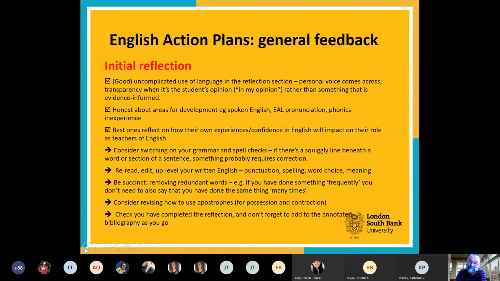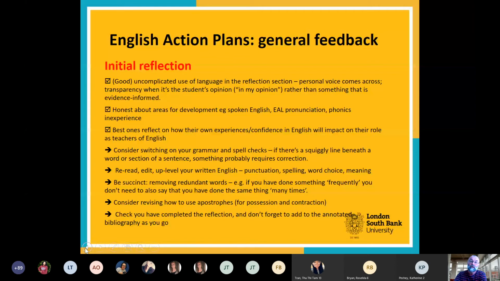So, things to consider: consider switching on your grammar and spell checks. I noticed that some of you, because I'm viewing it from my Word system, had errors flagged up. When you get a little squiggly line underneath a word, a clause or a phrase, it suggests that it needs some rethinking. Now, the problem with the spell check is that it often doesn't recognize names, certainly not names that are not Western European English names. So it might have a squiggly line simply because it doesn't recognize that kind of name formula, in which case don't worry about it.